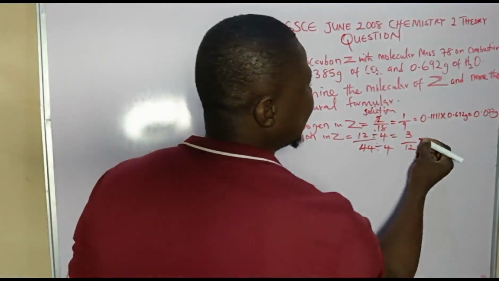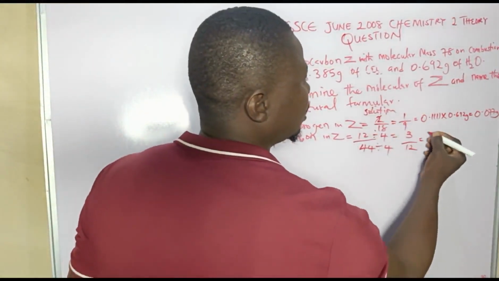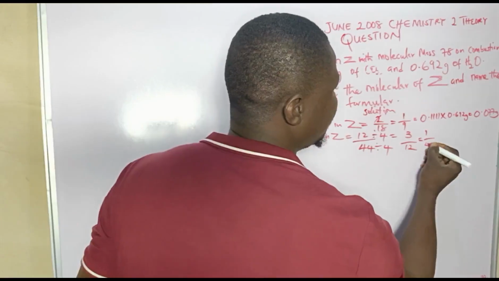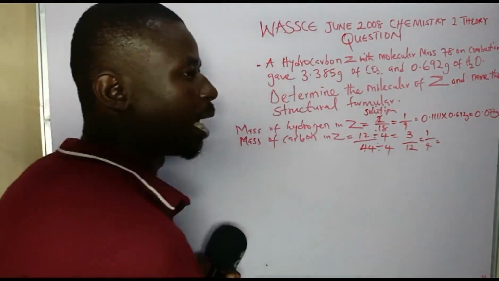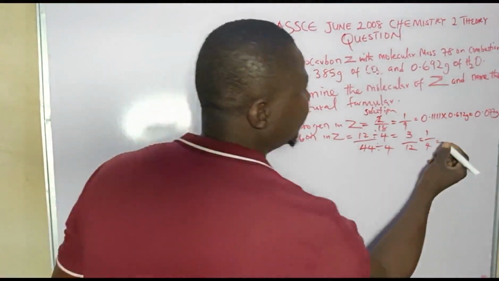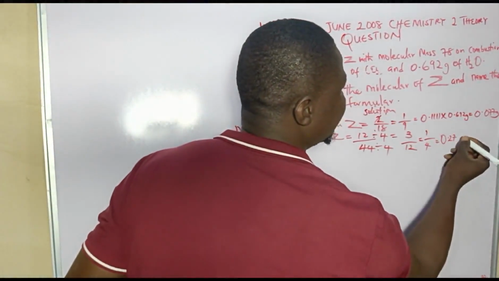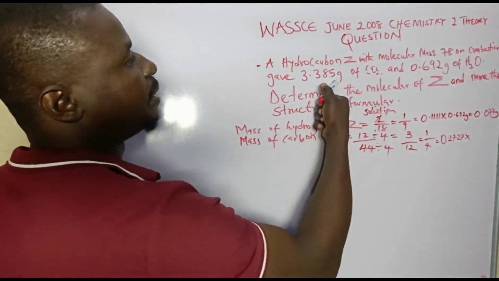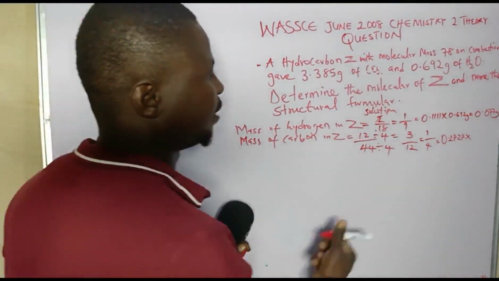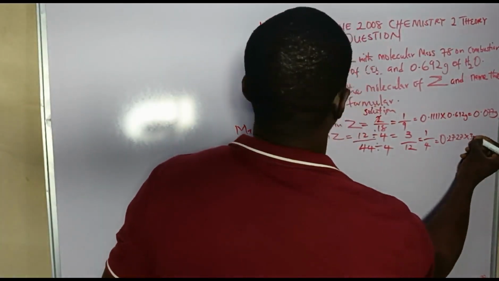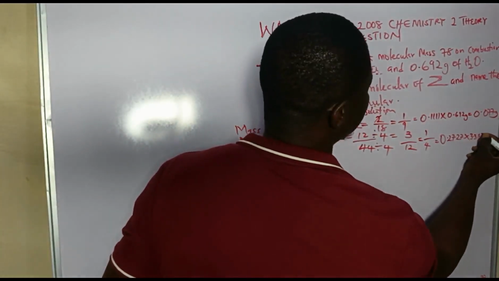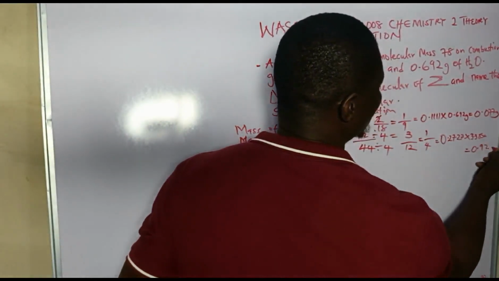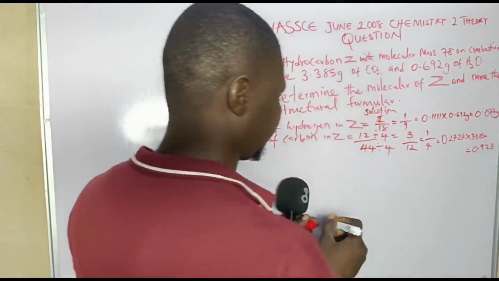So you can still go ahead and find the simplest fraction. Then you convert to decimal, which means you're going to have 0.2727, multiplied by the mass of carbon(IV) oxide, which is 3.385. So it's going to give us 0.923 gram.